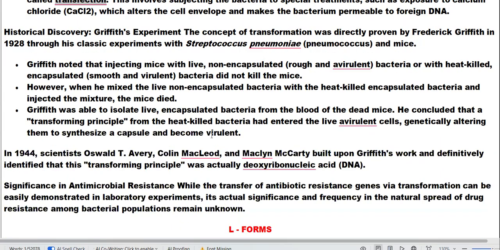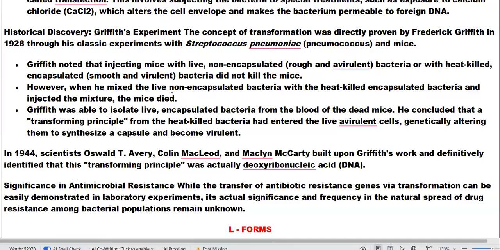Historical discovery of transformation. Griffith's experiment: the concept of transformation was directly proven by Frederick Griffith in 1928 through his classic experiments with Streptococcus pneumoniae, or Pneumococcus pneumoniae, and mice. Griffith noted that injecting mice with live non-encapsulated rough avirulent bacteria, or with heat-killed encapsulated smooth virulent bacteria, did not kill the mice.